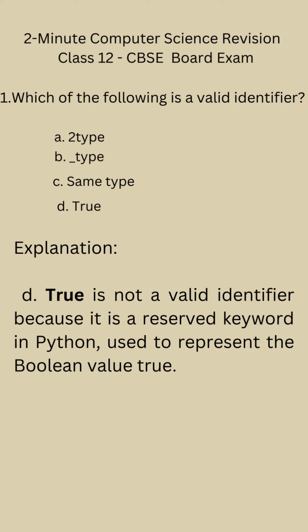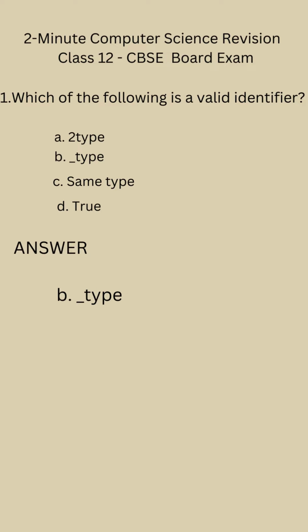D. True is not a valid identifier because it is a reserved keyword in Python used to represent the Boolean value true. The correct answer is B. _type. Now's your chance to participate.